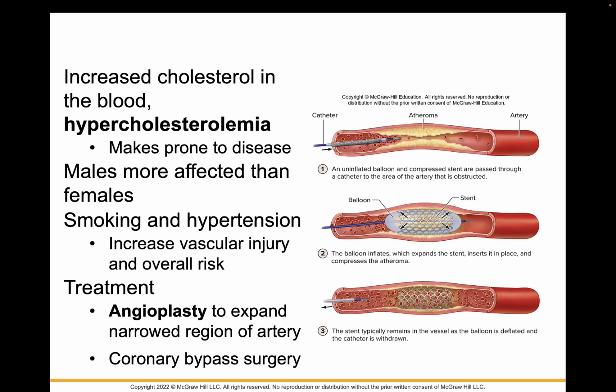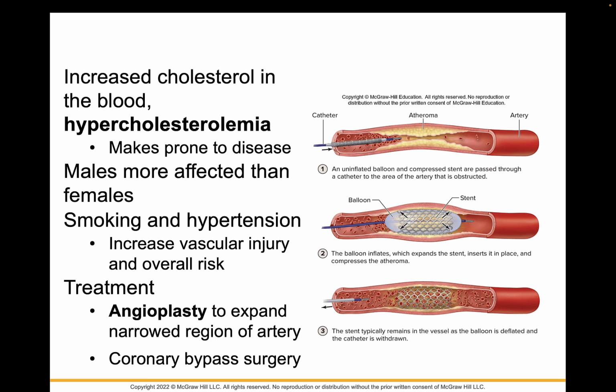And what this image is showing is the process of angioplasty. They typically will insert a catheter, generally through a femoral vessel. And here we can actually see the atheroma. Now, what they have here is an uninflated balloon and a compressed stent, and they are passed through a catheter to the area where the blockage actually is. Then, once they've arrived at the plaque, the balloon inflates, this expands the stent and inserts the stent and keeps it in place.